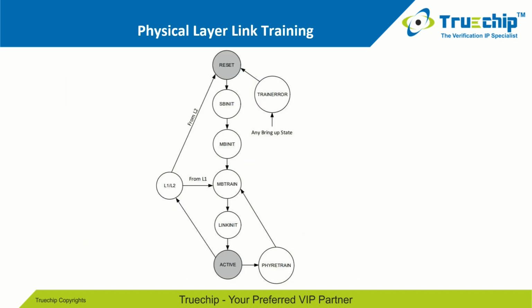So here is the physical layer link training, where these are the states. The first state is reset, then SB init, MB init, MB train, link init, and after the physical layer moves to active state, it can also go through the PHY retrain, and this is the train error state where the PHY layer can go through from any state, and two more states that are L1 and L2.